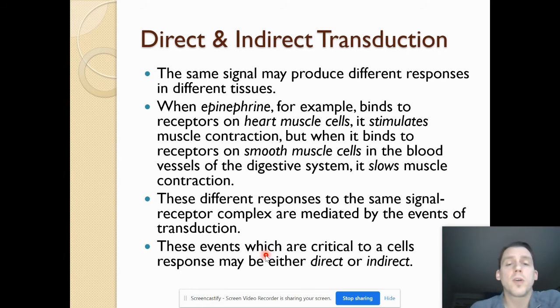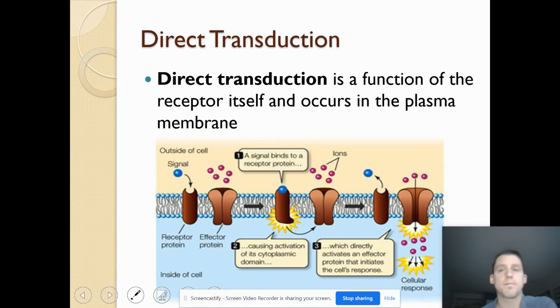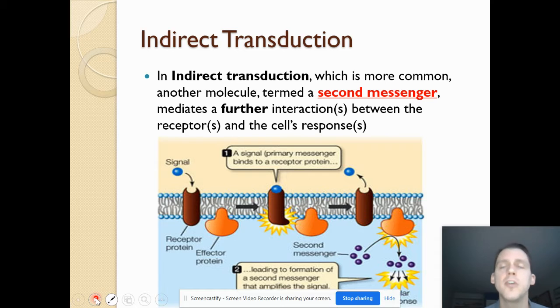These events, which are critical to a cell's response, can be either direct or indirect, and we'll talk about what that means. Direct transduction is a function of the receptor itself and occurs in the plasma membrane. Direct transduction is usually going to involve a lot of proteins, whereas indirect is not. Indirect transduction, which is more common, involves another molecule termed a second messenger that is going to mediate further interactions between the receptor and the cell's responses. And we will look at examples of these so they make more sense.